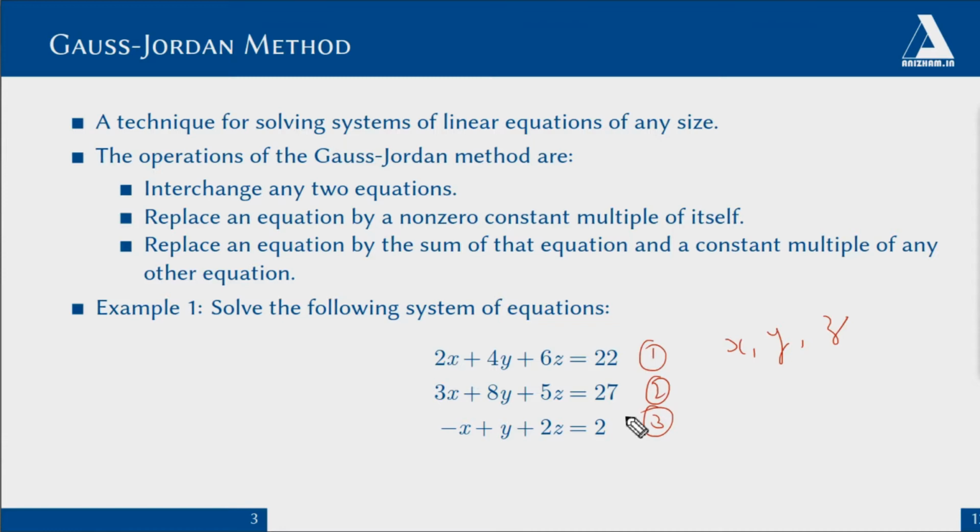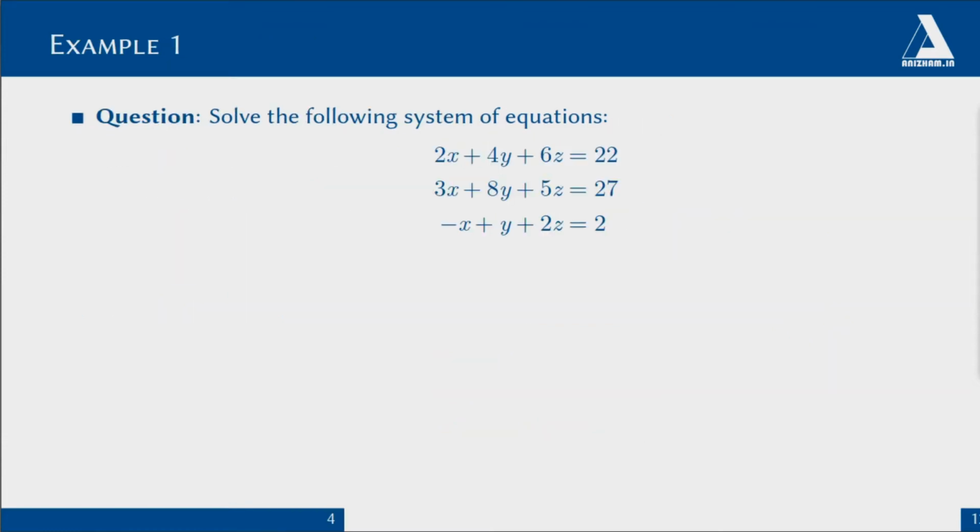And if the number of equations is less than the number of variables, in that case, there is no possibility of a unique solution. Instead, there is the possibility of an infinite number of solutions. That is, when the number of equations is less than the number of variables, the solution will be of infinite numbers. Now, we solve the system of equations using the Gauss-Jordan method.